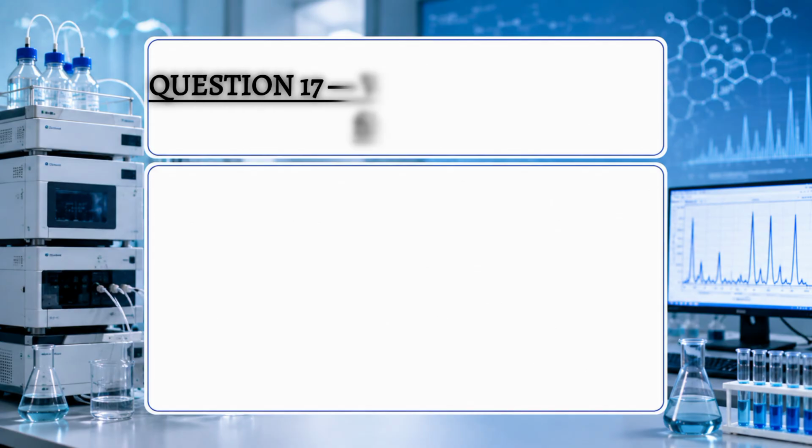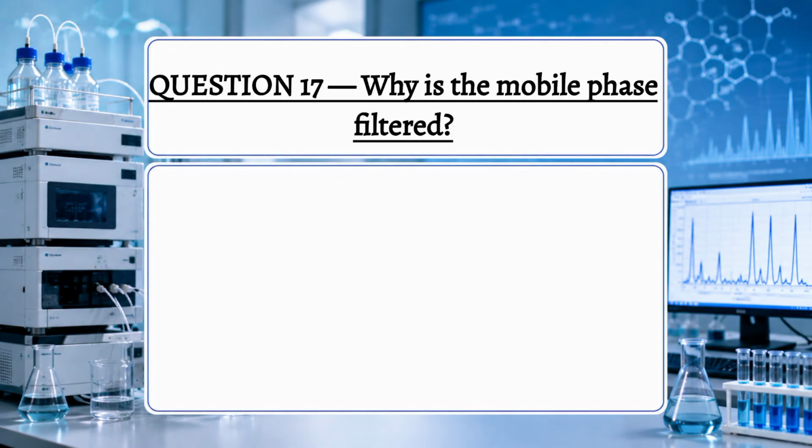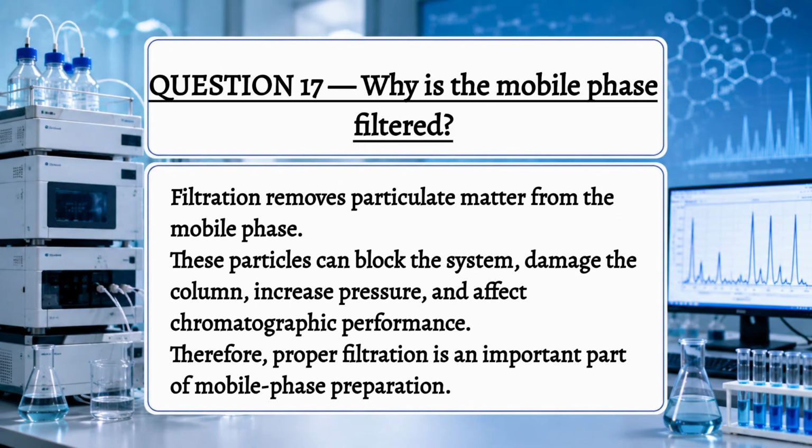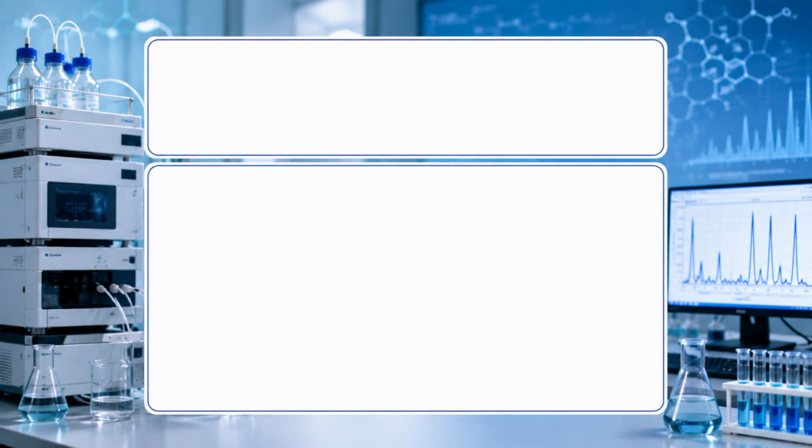Question 17. Why is the mobile phase filtered? Filtration removes particulate matter from the mobile phase. These particles can block the system, damage the column, increase pressure, and affect chromatographic performance.